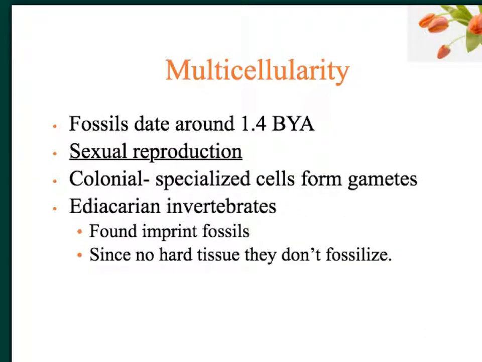So we look at multicellularity. It only makes sense that we start off as single cells, and then as time moves on, we end up getting multicellular organisms. The first fossil of a multicellular organism has been dated to be about 1.4 billion years old. We then see some sexual reproduction. We see colonial specialization of cells from gametes. And then we get into what we call our Ediacaran invertebrates. And this is where we start to see imprint fossils. Remember, since we don't have hard tissue, we don't have bones yet, we have a hard time getting fossils from these time periods.